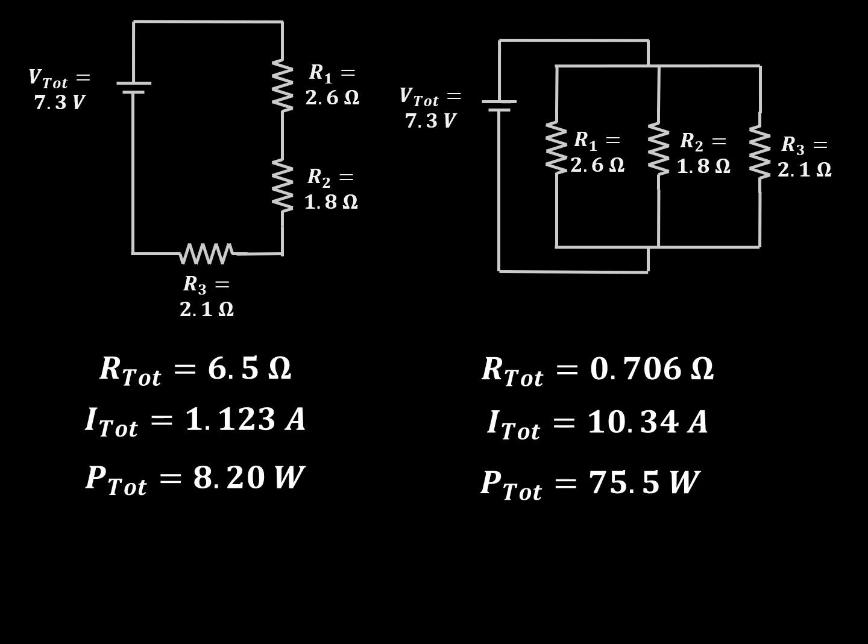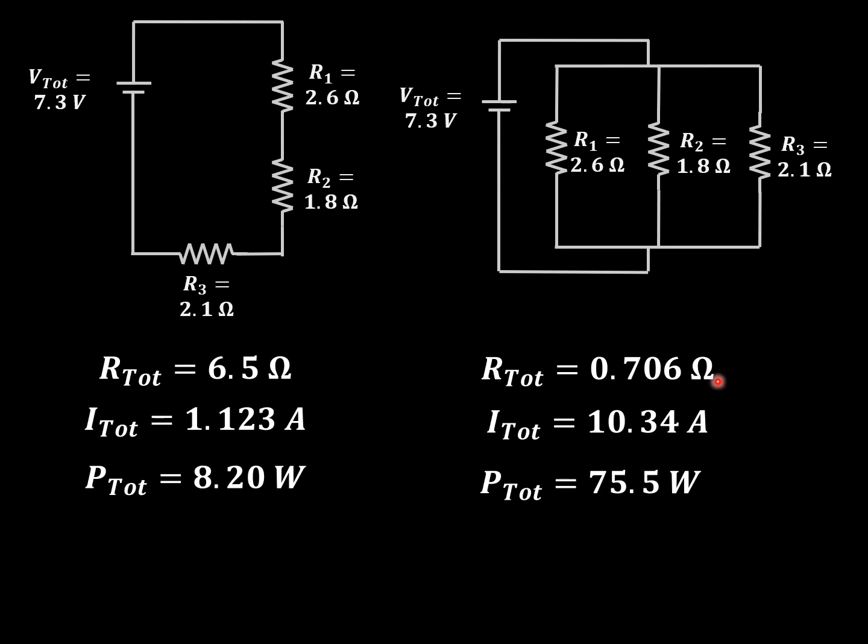Now I want to take these two circuits and put them side by side and compare and contrast the likenesses and differences between the two. First of all, notice the resistances. Remember, this is the same voltage and the same resistors; the only difference is this is in series and this is in parallel. For series, the total resistance increases as I add resistors on, and that kind of makes sense.